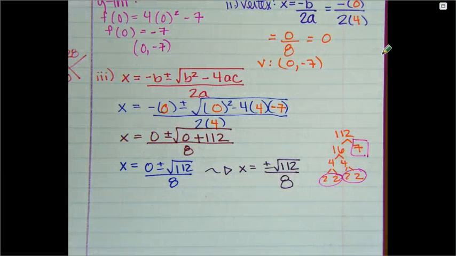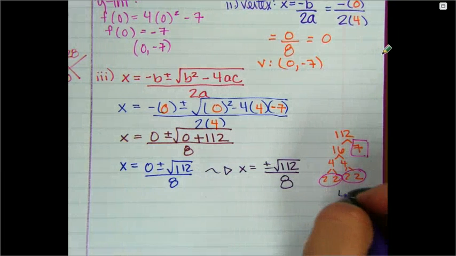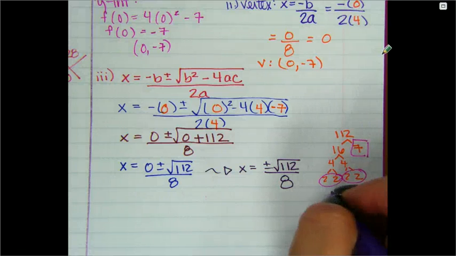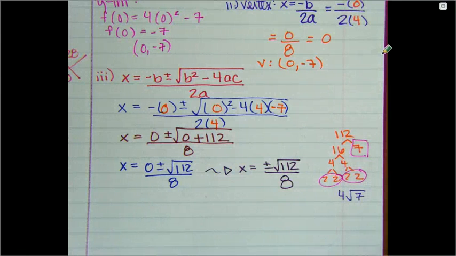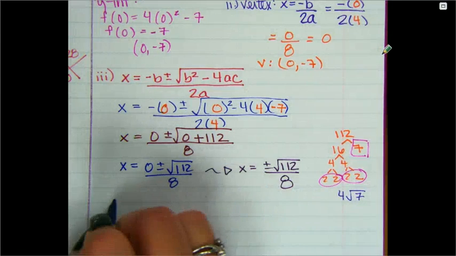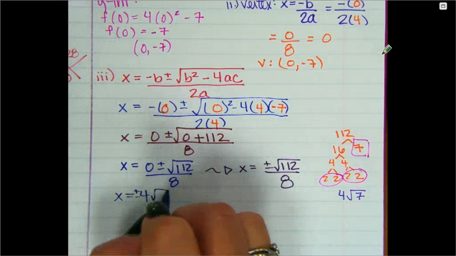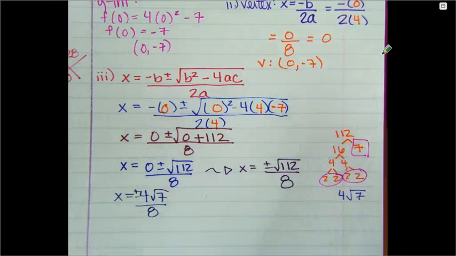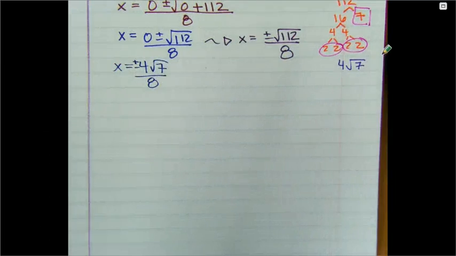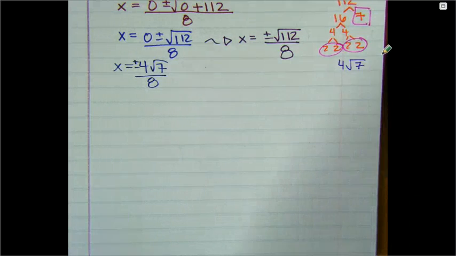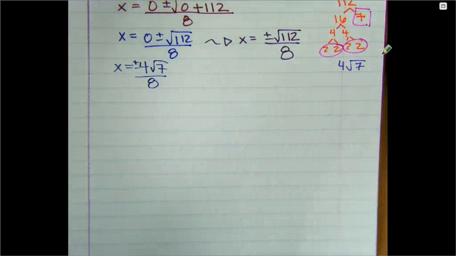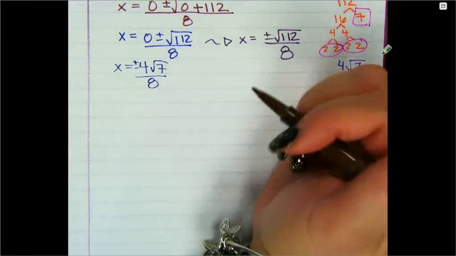So what does 112 give you? Plus or minus goes in front. All right, so we get x equals 4 plus or minus 4 radical 7 over 8. Now what? Simplify. Simplify what? By bigger than 2. By 4.